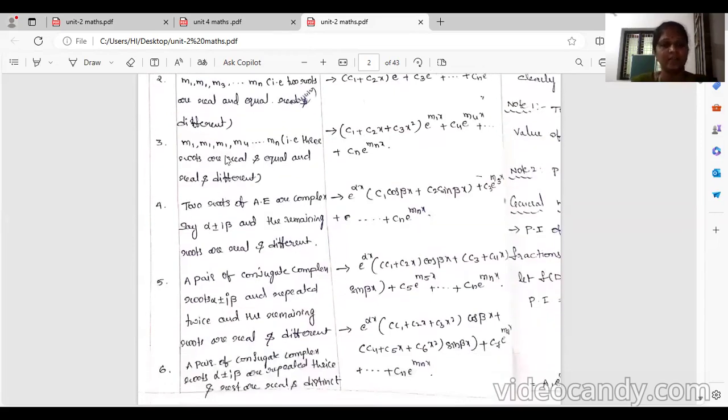Then the third case: three roots are equal or real and the remaining roots are different. Here m1, m2, m3 are equal and m4, m5 and so on up to mn are different. Then the complementary solution, where three roots are equal: (c1 + c2 x + c3 x^2) e^(m1 x) + c4 e^(m4 x) for the different roots, and so on, + cn e^(mn x).